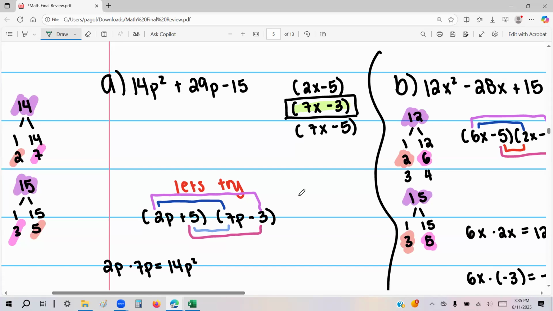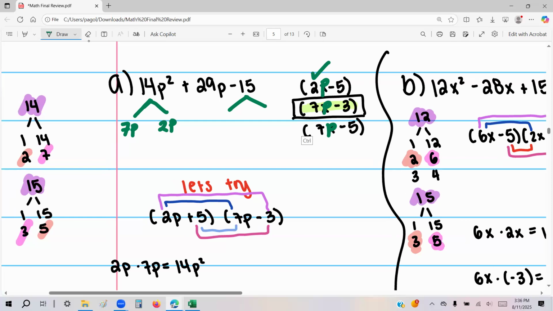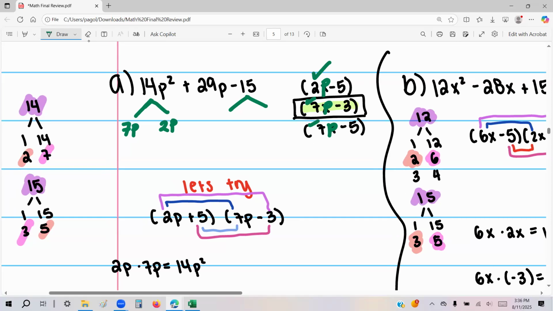So what I mean by trial is this. You have to split your first term and the last term. So the 14p, let's say these are p's instead of x. So 7p and 2p. How do I know? Because on the choices, you have 7p and 2p. So you break them into 7p and 2p instead of 1 and 14. And now 15, the choices have only 3 and 5. So you pick 3 and 5.